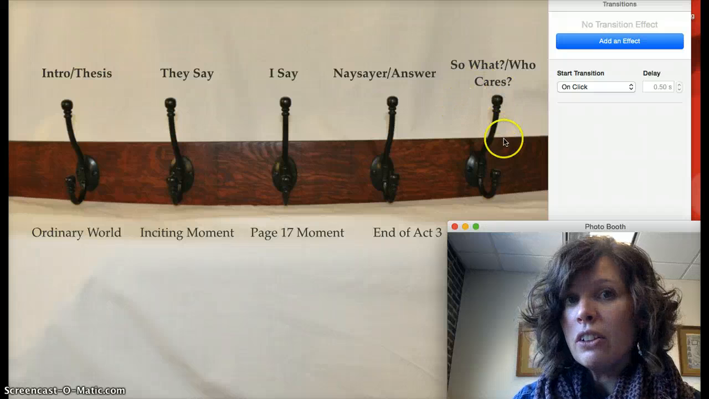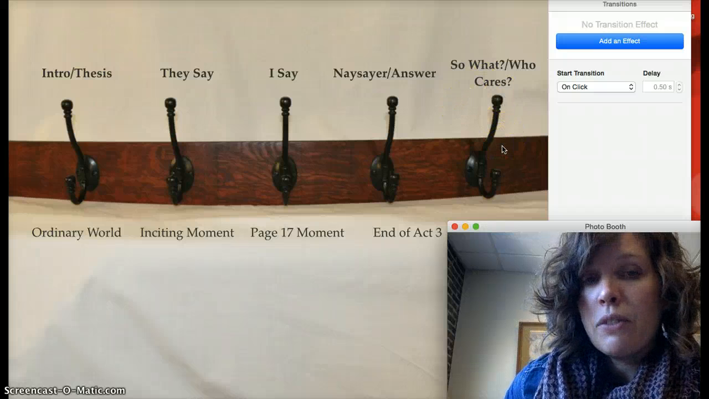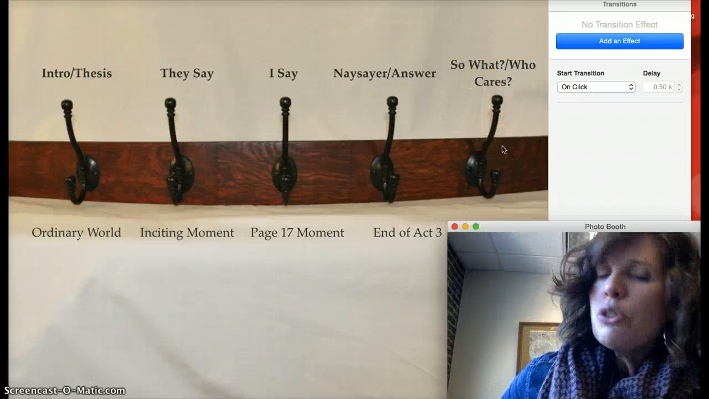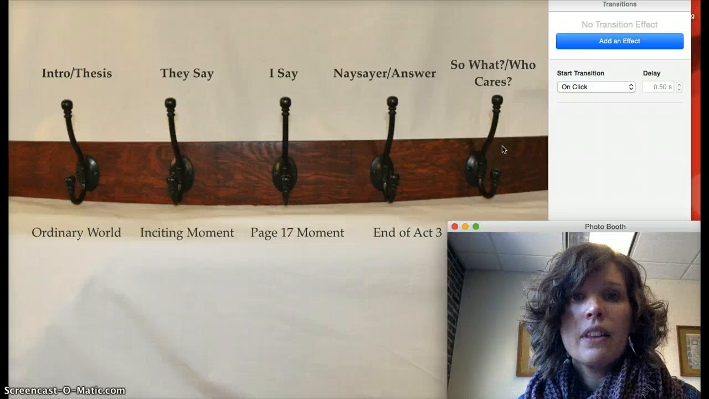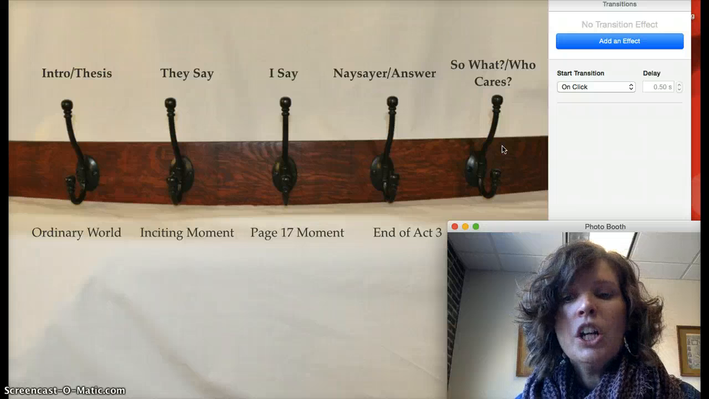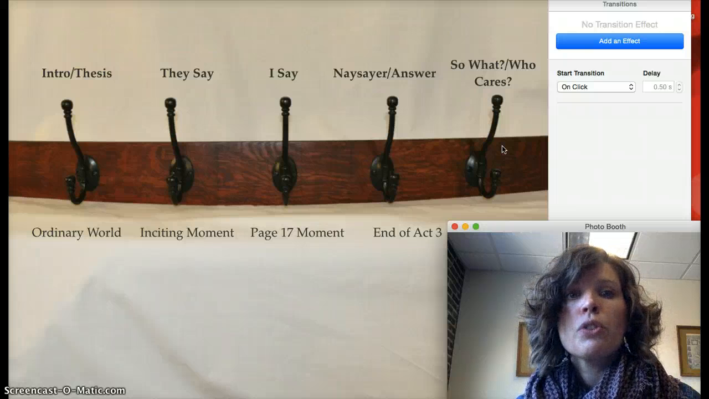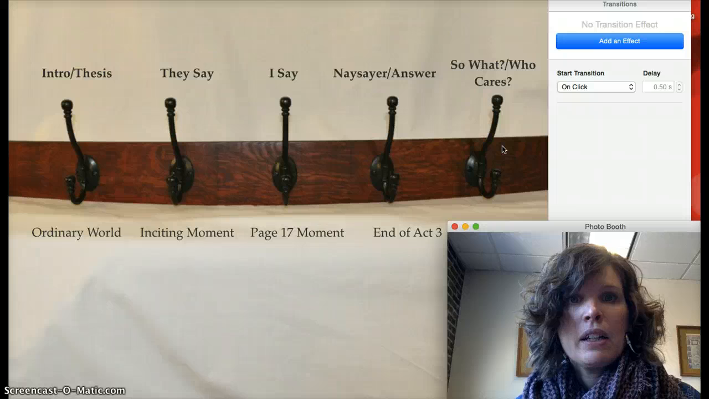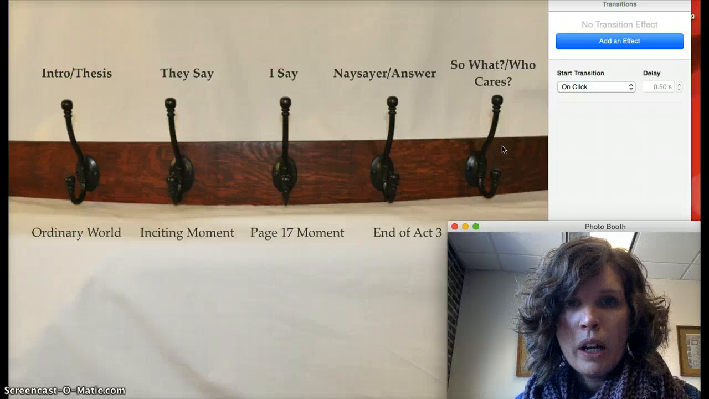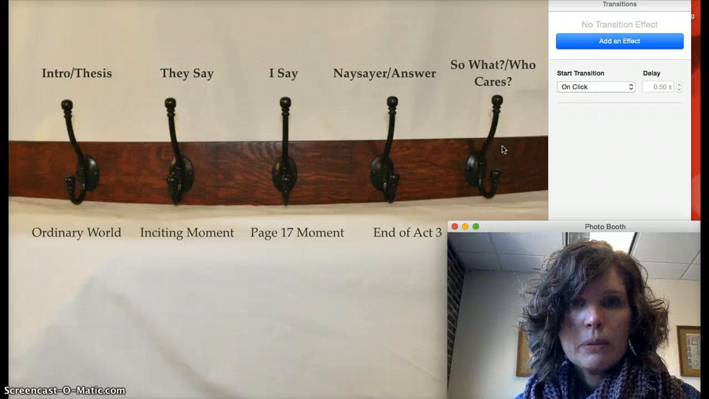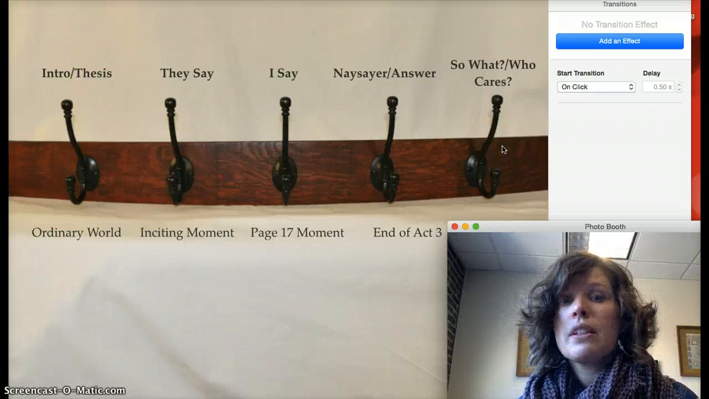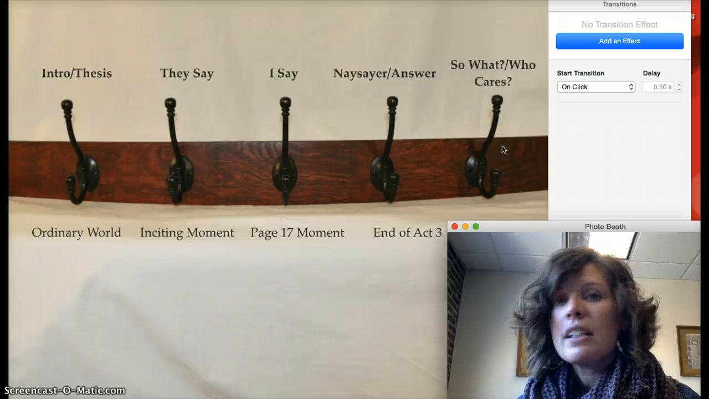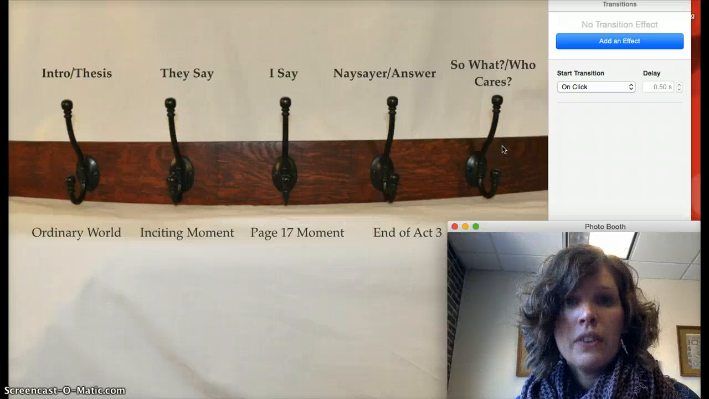And then the final hook of the academic paper that I'm going to have you do in my class is not a traditional conclusion, but a so what, who cares? You're not just going to regurgitate everything that you've said in the paper until then. You're going to offer a larger, more universal picture of why this matters. Why am I reading what you have to say? Why is this important? Okay, so those are the hooks of the academic paper that you're going to be working with this entire semester. Every single paper you write for me is going to be hung on these hooks.